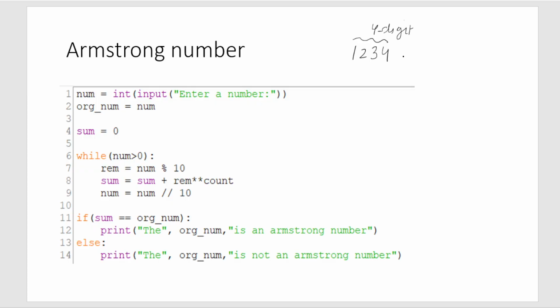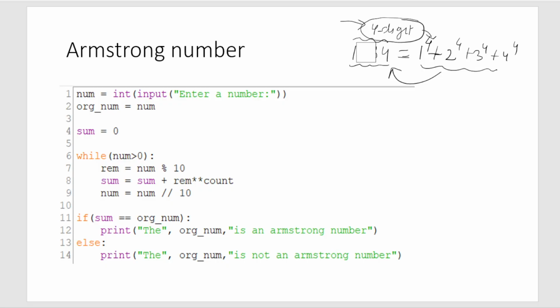So if you want to check whether this is an Armstrong number or not, you will raise each digit to the power of 4: 1 to the power of 4 plus 2 to the power of 4 plus 3 to the power of 4 plus 4 to the power of 4, and the sum of all these should come back to 1234. If it does, then it is an Armstrong number, otherwise it is not. So the basic thing is that the number of digits decides the power.